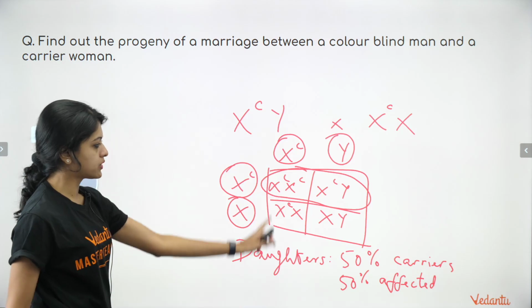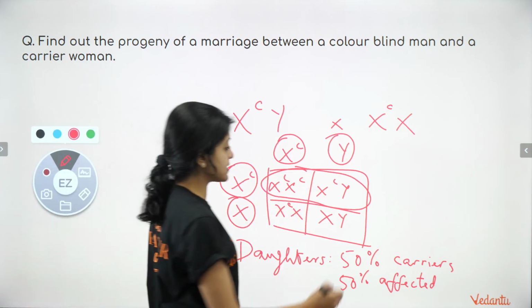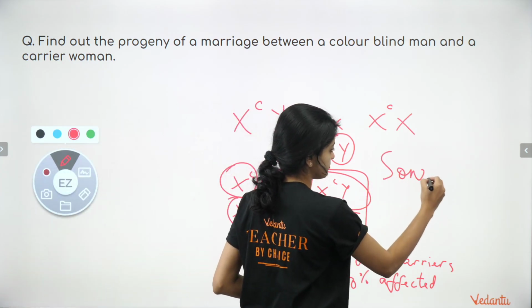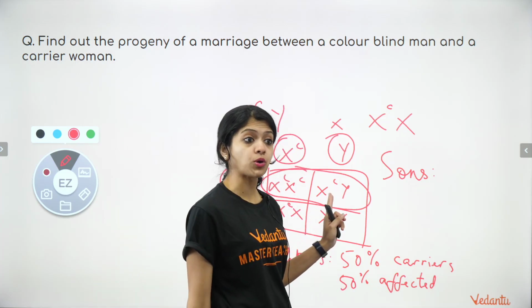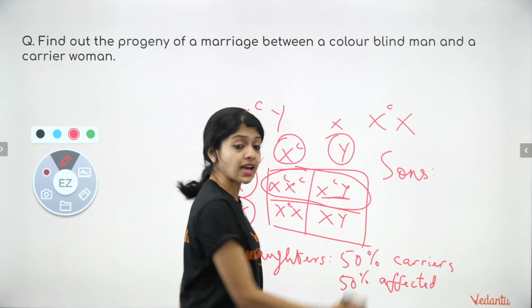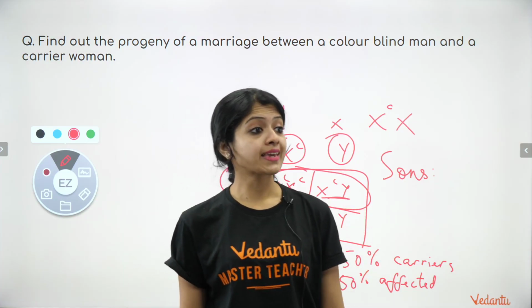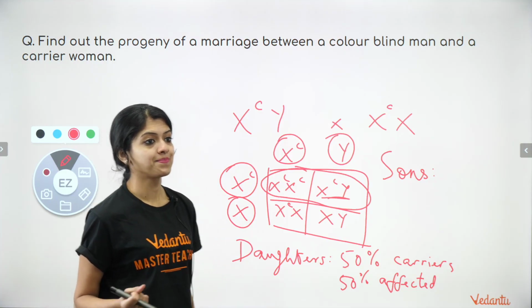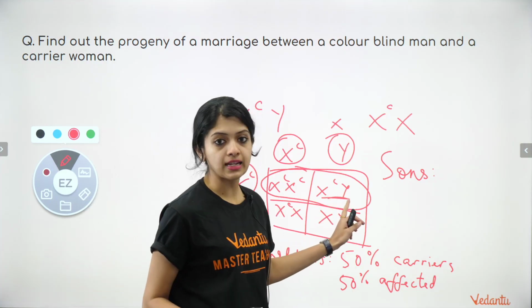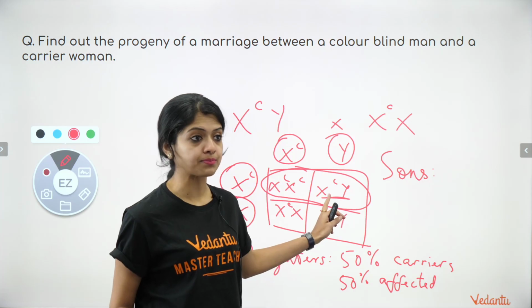Yes, this is about the daughters. What about the sons? Among the sons, 50% would be normal and 50% would be, what is this? Is this colorblind or is this carrier? Tell me quickly. Is this colorblind or is this carrier?